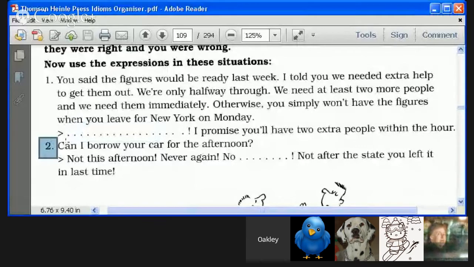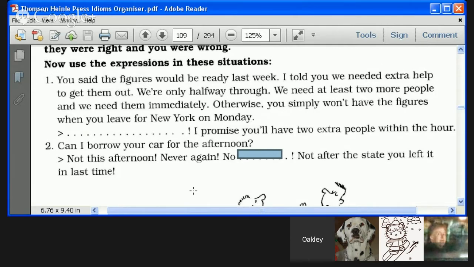Can I borrow your car this afternoon? Ken, huh? Can I borrow your car? Huh? Not this afternoon. Never again. No way. No, after the state you left it in the last time. Oh, it was just a little throw up, Ken. Why are you worried about it? I don't know. But, yeah.